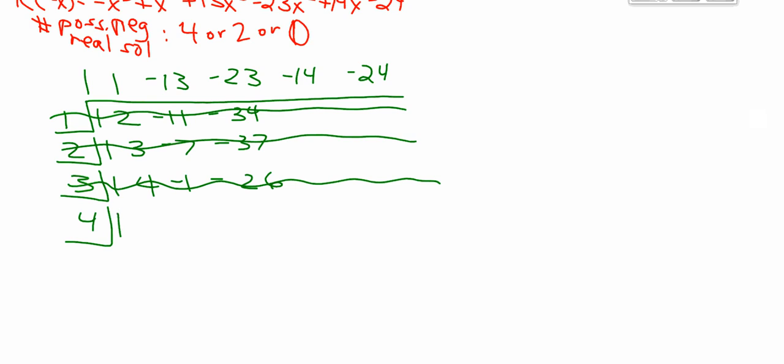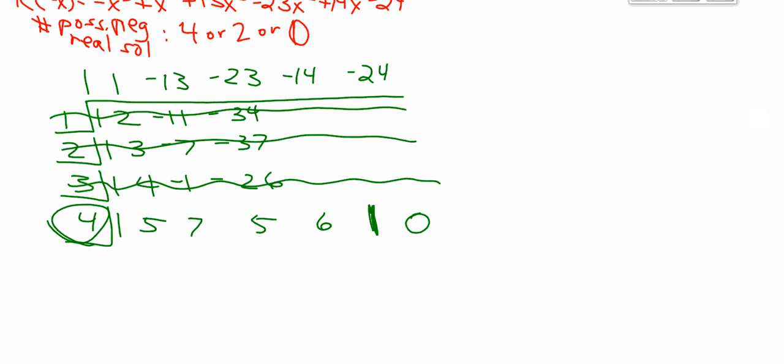So I bring down my 1, 4, and 1 is 5. 20 minus 13 is 7. 28 minus 23, so I'm now positive still here, and so I get my 5. Then I'm bumping myself back up quite a bit positive, so 20 minus 14 is 6. 24 minus 24 is 0. And so I found my first 0.